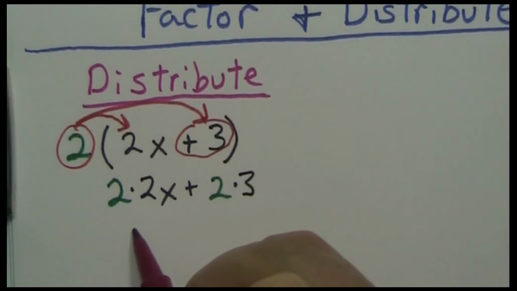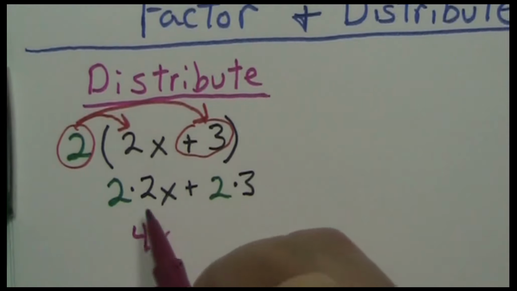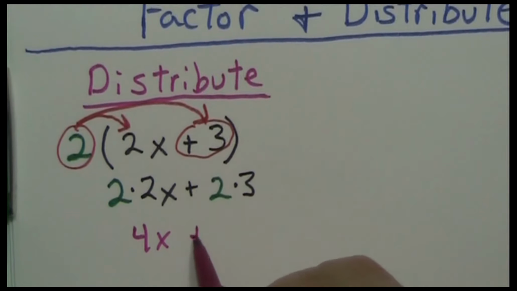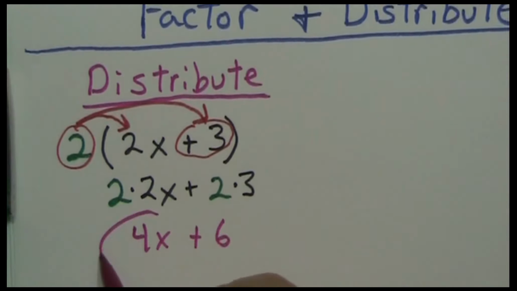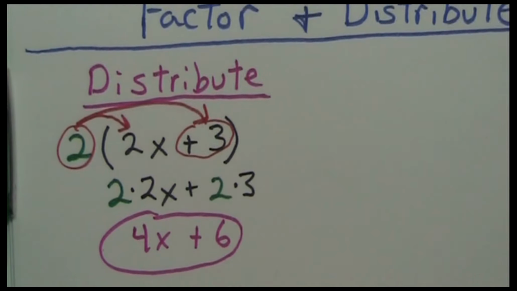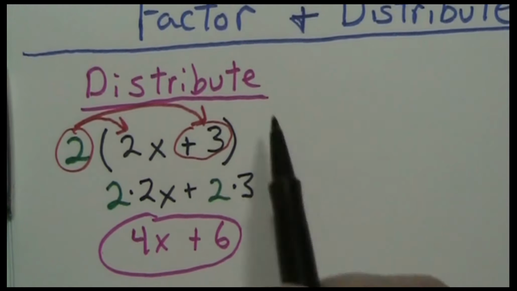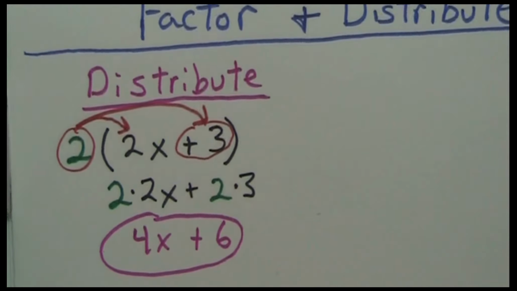2 times 2 is 4x. 2 times 3 is 6. And that's our answer. Okay, so that's distributing. That's distributive property right there. Now to the side, we'll do factoring.